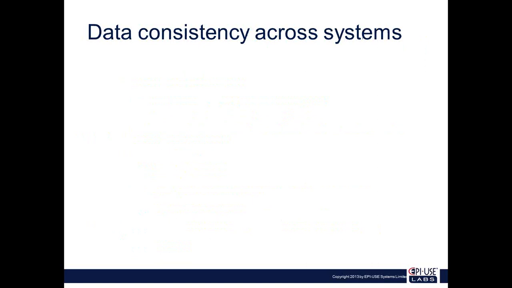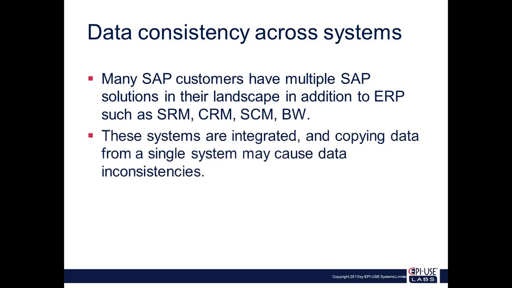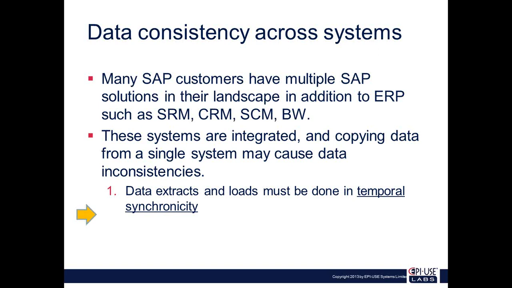And the third element is to ensure data consistency across systems. Okay? As I mentioned before, most customers don't just have ECC ERP, they have CRM, SRM, SCM, BW, and so forth. And they're all integrated, and copying data from a single system may cause these inconsistencies. So you need to be able to do data extracts and loads in temporal synchronicity. That means that you have to do the extractions at the same point in time.